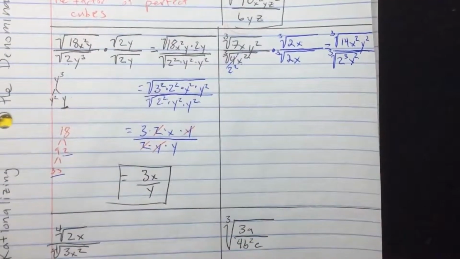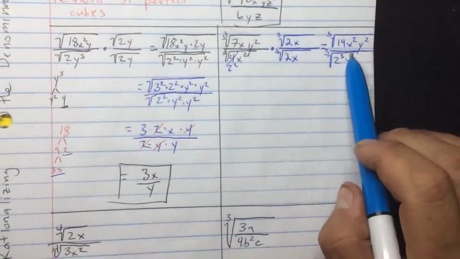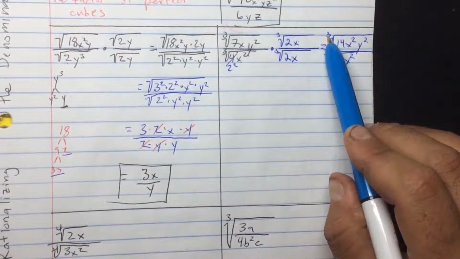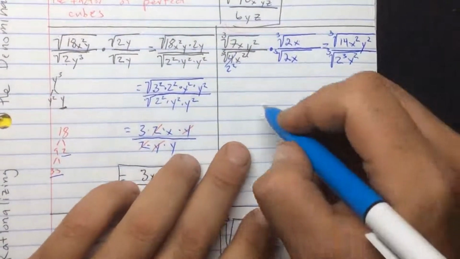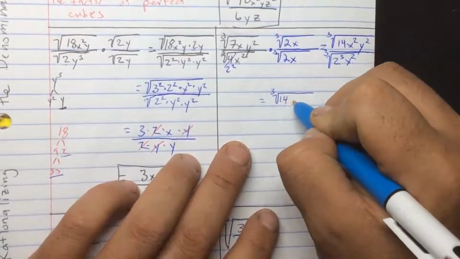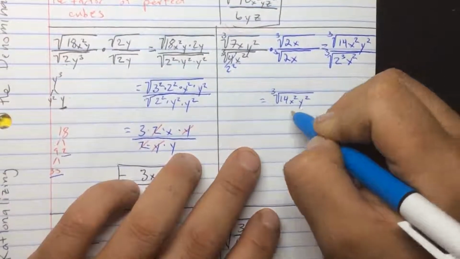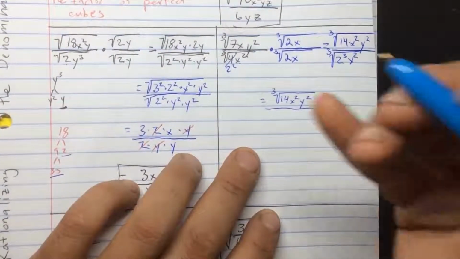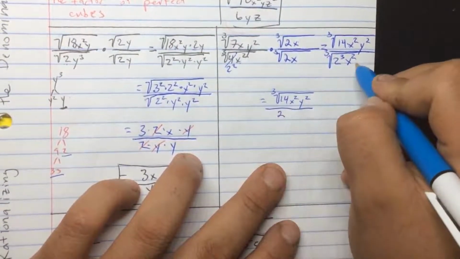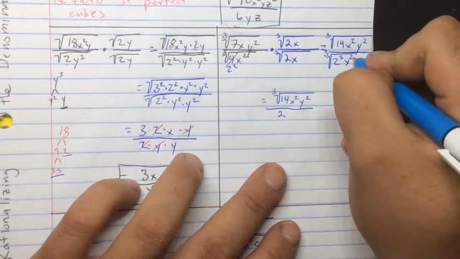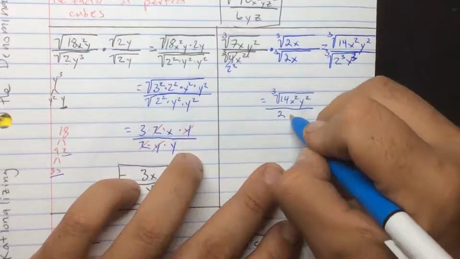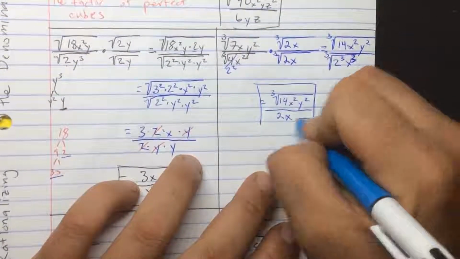Unlike the other one, we cannot take these out of the numerator because this is squared and the index is 3. That means the numerator is actually going to stay the same in this one. The numerator is going to stay as the cube root of 14x squared y squared. But the denominator is going to be able to simplify out because the cube root of 2 cubed is 2, and the cube root of x cubed, because x squared times x would be x cubed, would be x. So this is going to be our simplified form.